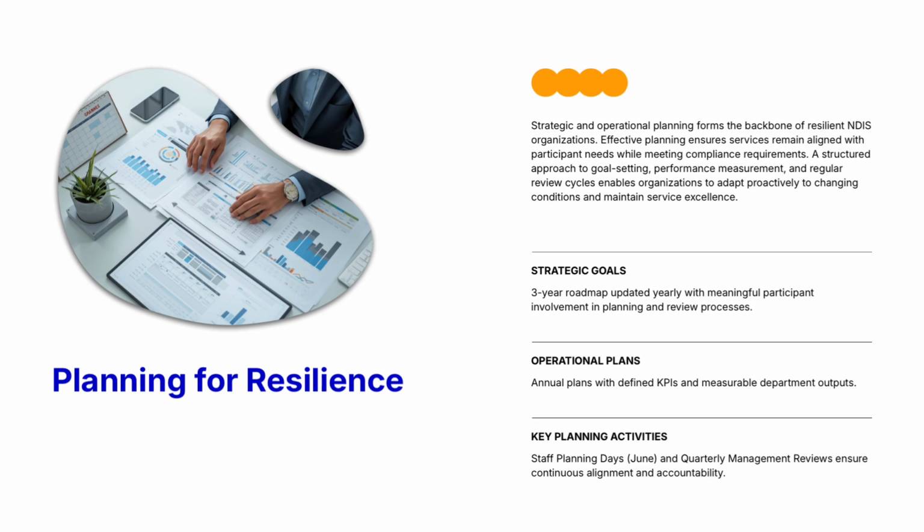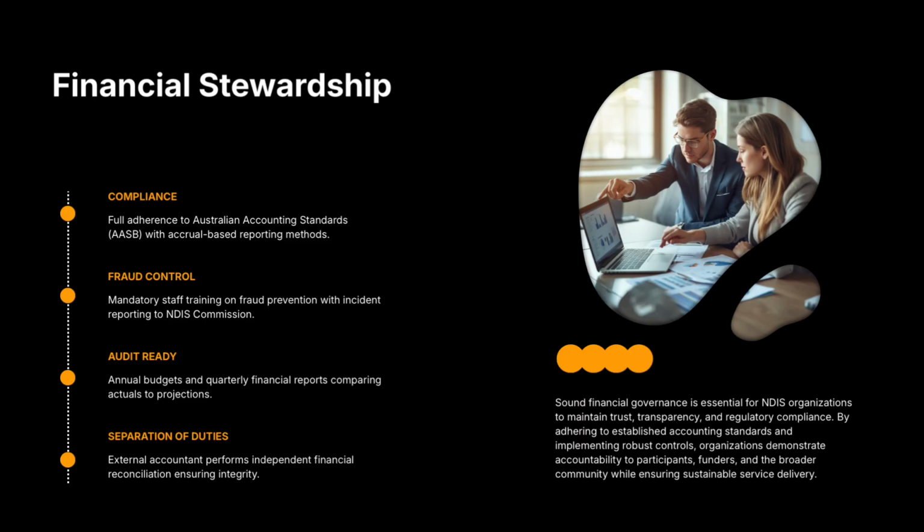In tandem with the strategic vision, the organization executes yearly operational plans. Revised every June during executive planning cycles, these operational plans translate high-level strategies into department-specific key performance indicators, KPIs. For NDIS auditors, the evidence of this policy in action is found in the published minutes of the annual planning days and the quarterly management review reports that track actual outputs against these established KPIs.